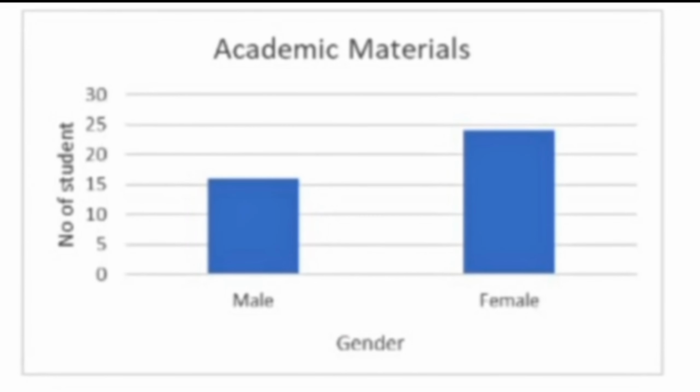So this is the bar graph for academic materials. From this data, we know that female students are a larger population than male.